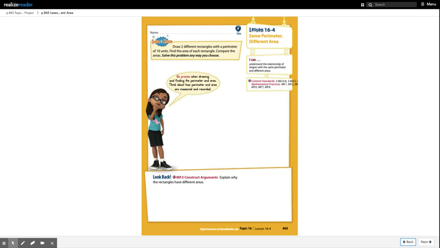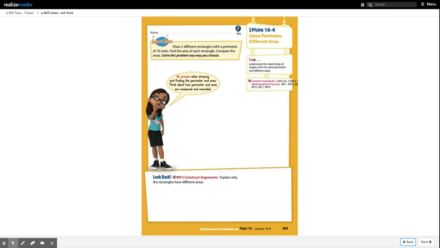Mrs. Demedio here. Today, our topic lesson is on same perimeter and different area for topic 16.4. Let's look at our objective. I can understand the relationship of shapes with the same perimeter and different areas.